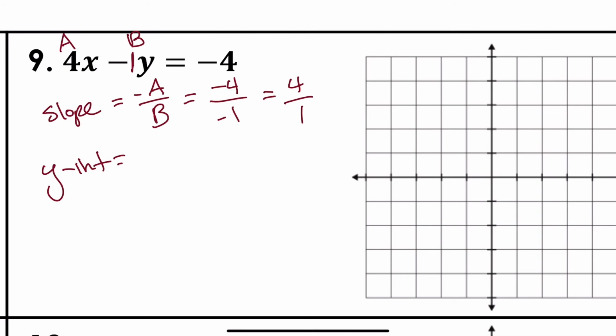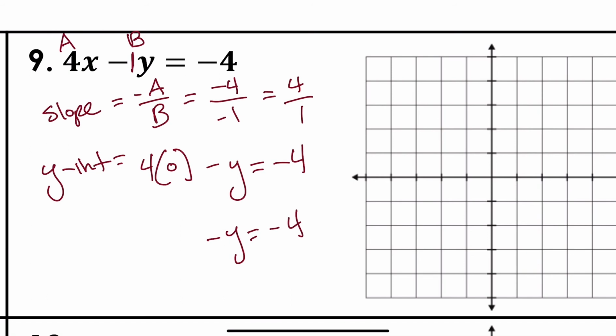Okay, so we got our y-intercept now. Remember, replace your x with a 0. So I'm going to write this exactly the way it is, but instead of an x, we're going to put a 0. So we have 4 times 0 minus y equals -4. Cool. So dropping this 0 because we don't need it, we're going to have -y equals -4.